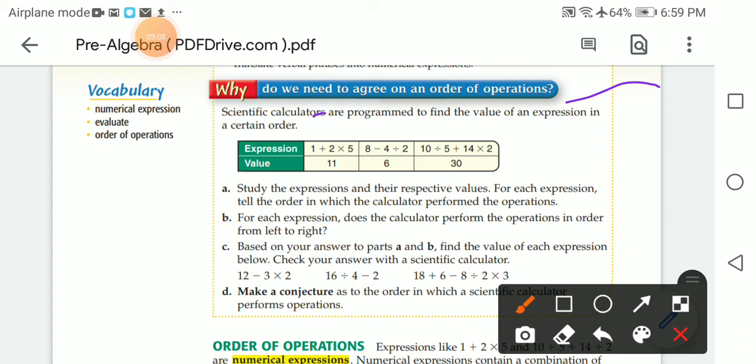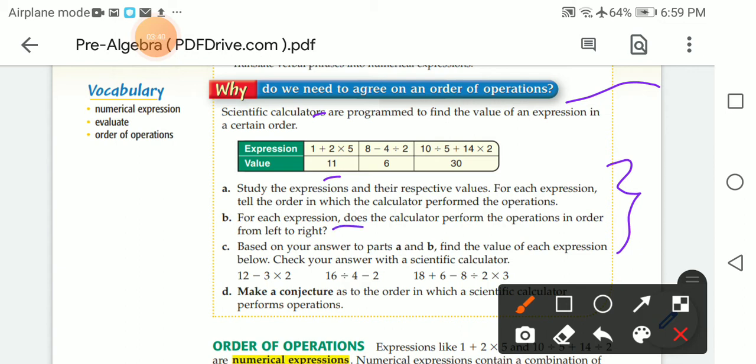We have here in this expression 1 plus 2 times 5. The value here is 11. 8 minus 4 divided by 2 is 6. 10 divided by 5 plus 14 times 2 is 3. How can I solve this in the right order? Study the expressions and their respective values to find the order in which the calculator performed the operations.